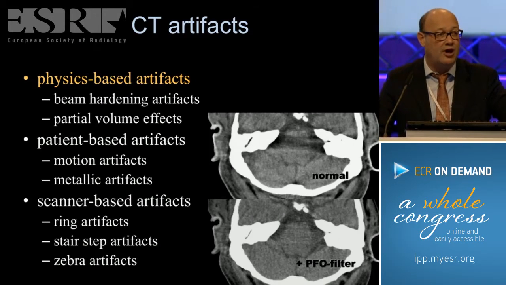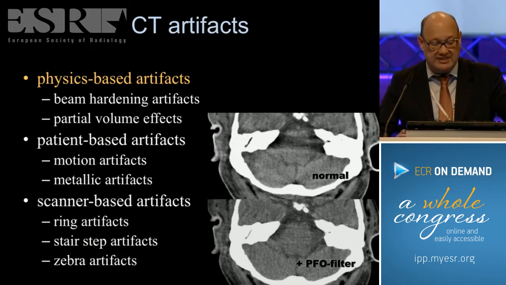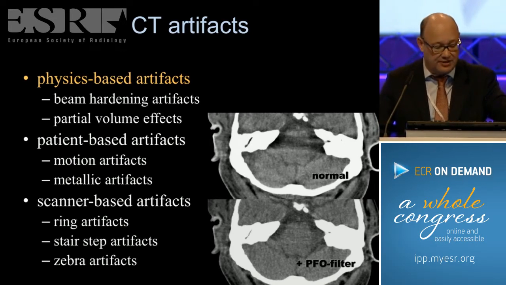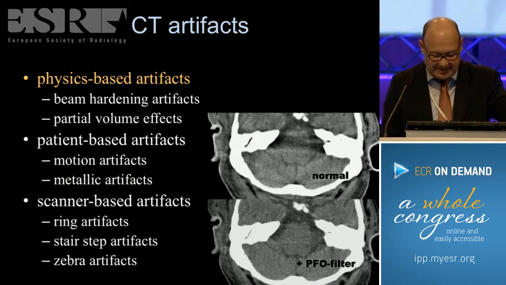Some little words on artifacts. Artifacts can be divided in different categories. They are physics-based, they can be related to the patient, or they can be related to the scanner itself. One of the typical physics-based artifacts, I'm quite sure you know all of them, are these typical beam hardening artifacts which you encounter in the posterior fossa. Fortunately enough, the industry wanted to get rid of these artifacts, and they developed what is called a PFO, a posterior fossa filter, to get rid of these artifacts.